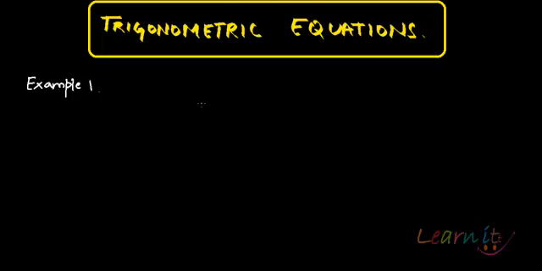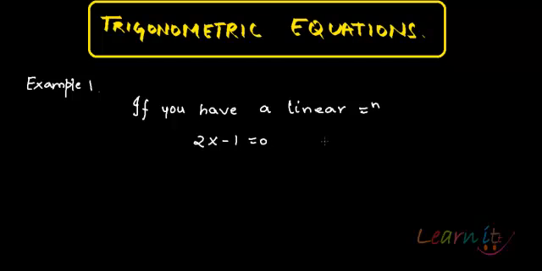Let's learn how to solve trigonometric equations. So the example that I'm going to give you right now, let us start off with a linear equation. If you have a linear equation in a variable x, say 2x minus 1 equals 0, how do you find out x? You solve for x.